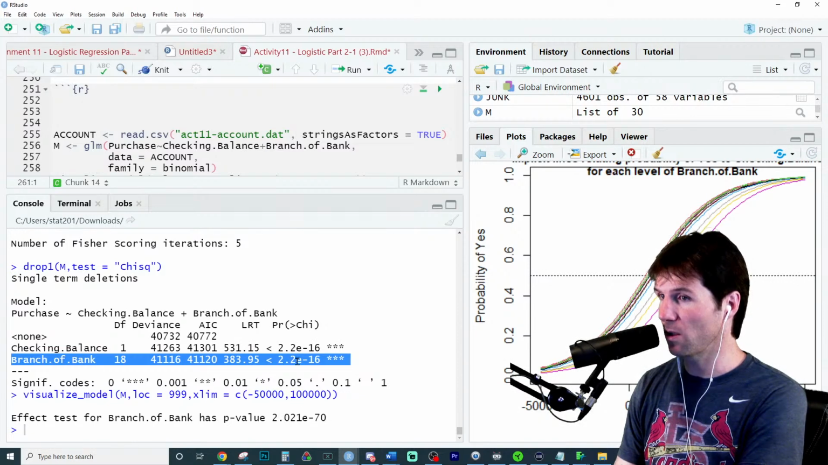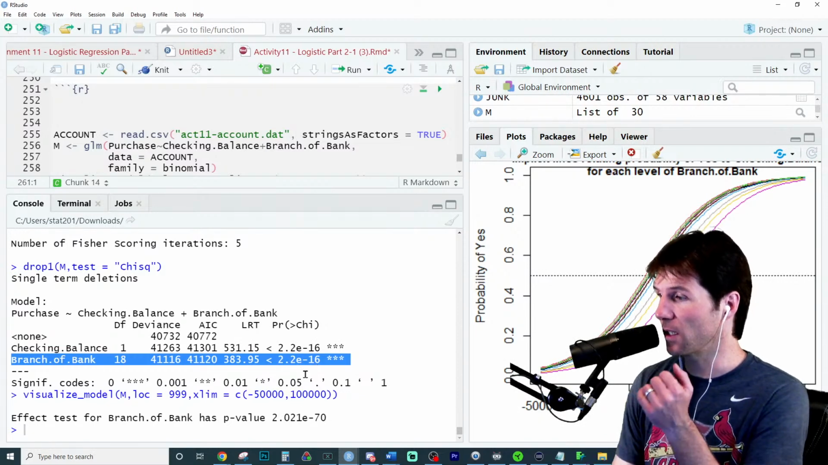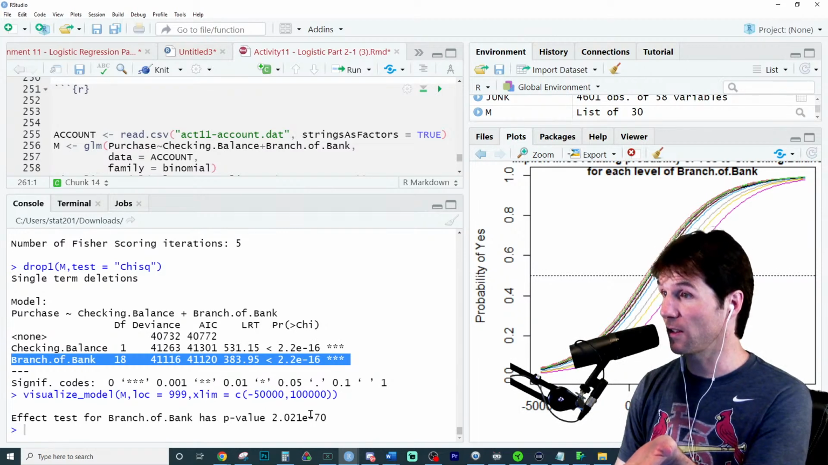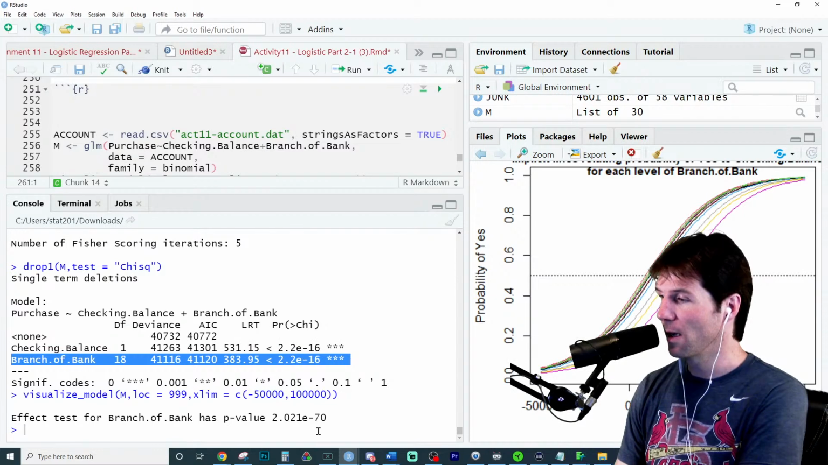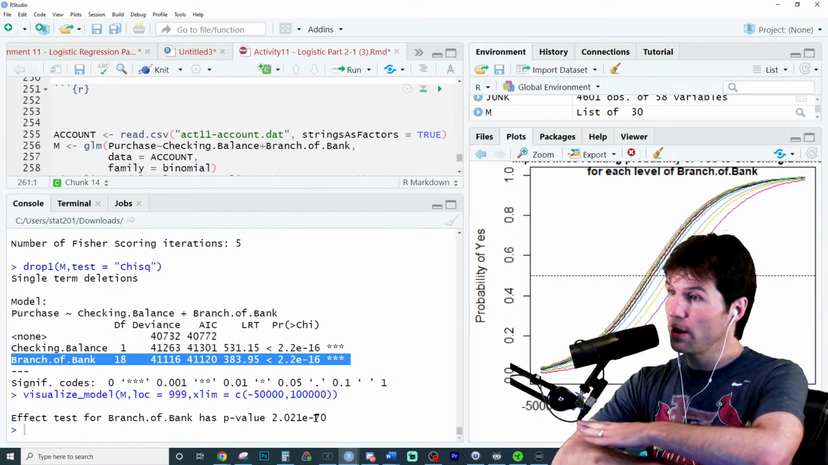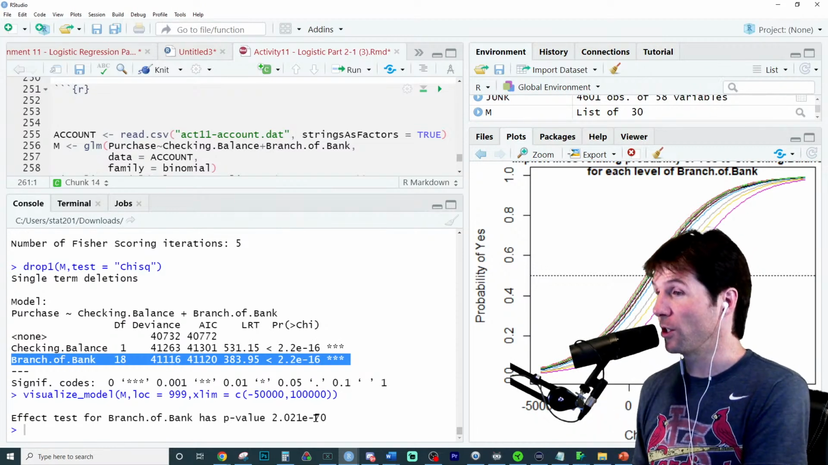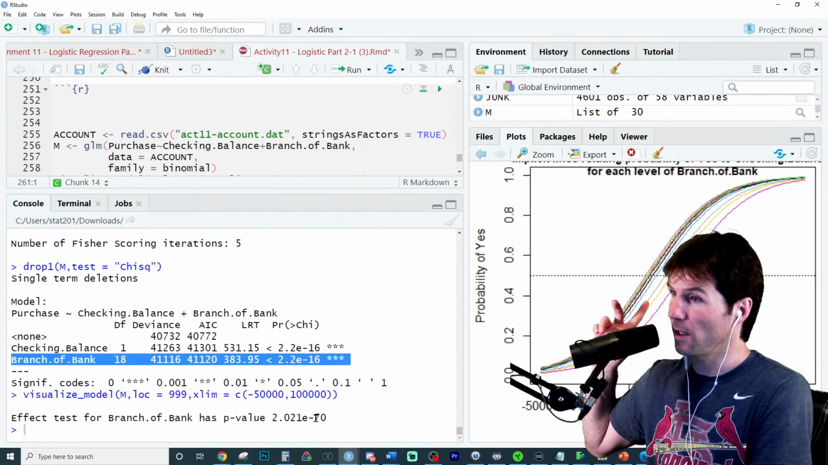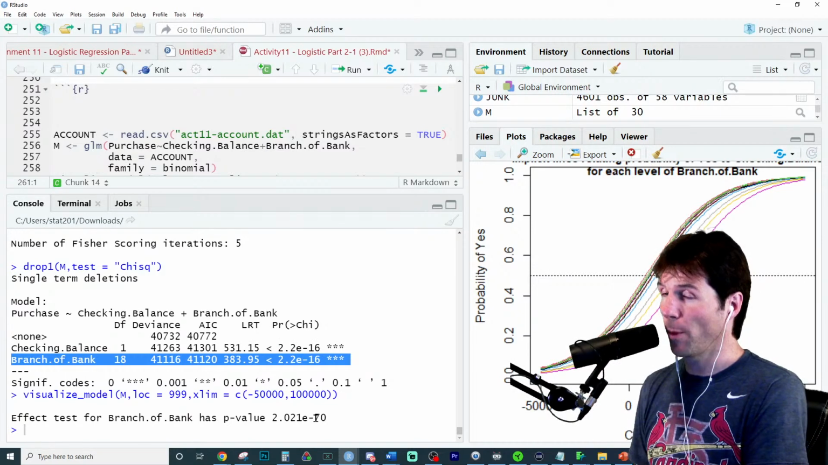Now, this is not as decimal accurate. This is showing more decimals. It's just that this rounded it to e to the negative 16. And this is telling us, yeah, it's ridiculously significant. And it tells us that that really helps. Those different levels to branch bank, which is a categorical variable, creating different sigmoidal S shapes, is super helpful.